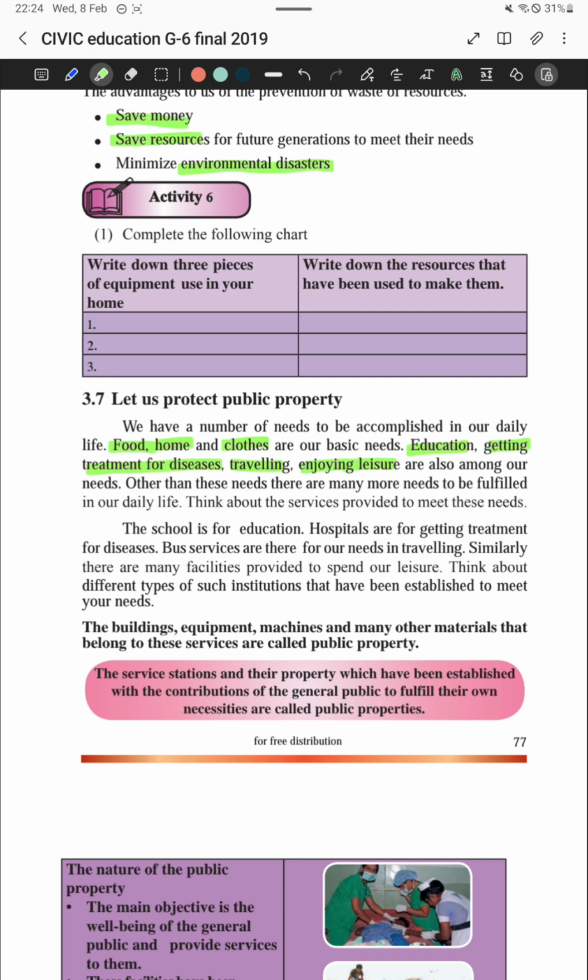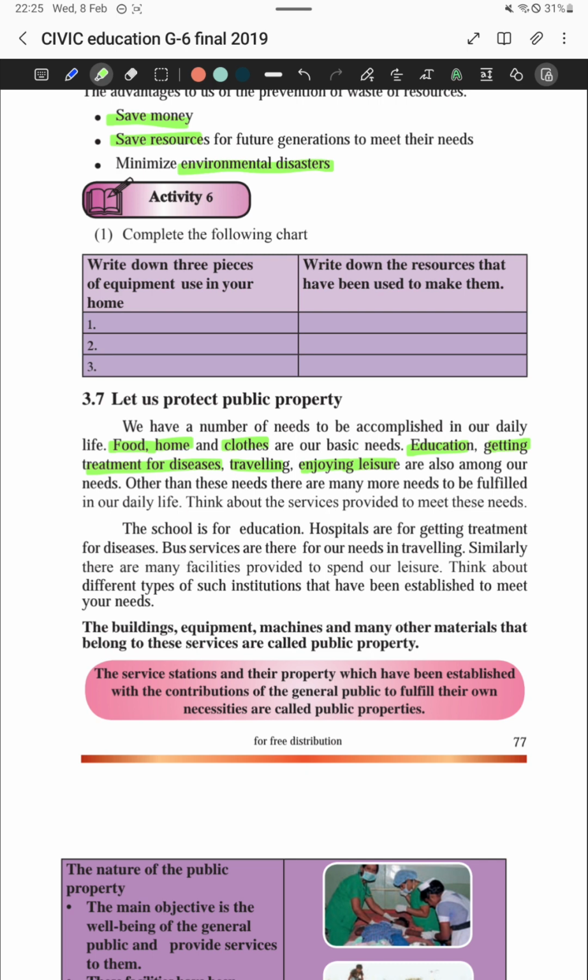how to protect this public property also, right? So for example, you know that for education you will have schools, and hospitals for getting treatments, right? So you must protect these things, right? You must protect the things and the places, the premises, and also people. You have to obey them, you have to respect them.